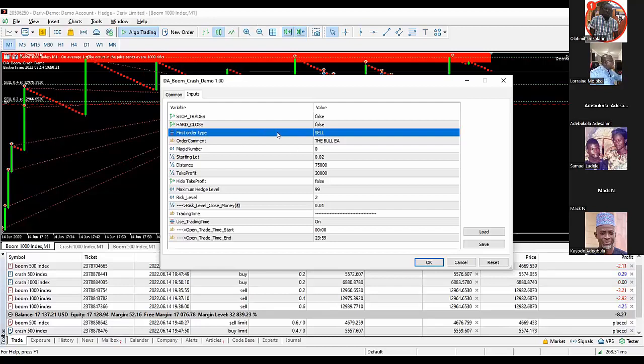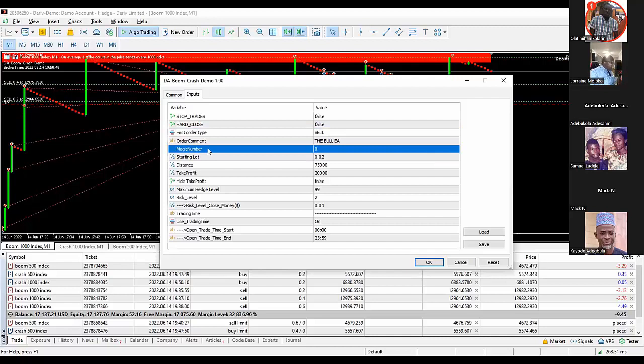But you know, in Crash, I'm going to go to Crash again to show you. In Crash, because Crash is crashing, the trend is towards boom, towards buying. So when we are using it to trade Crash, we always buy, because on Crash, buying is a trend. Selling is a trend for boom. So in boom, our first order type is selling. The magic number. What does magic number do?